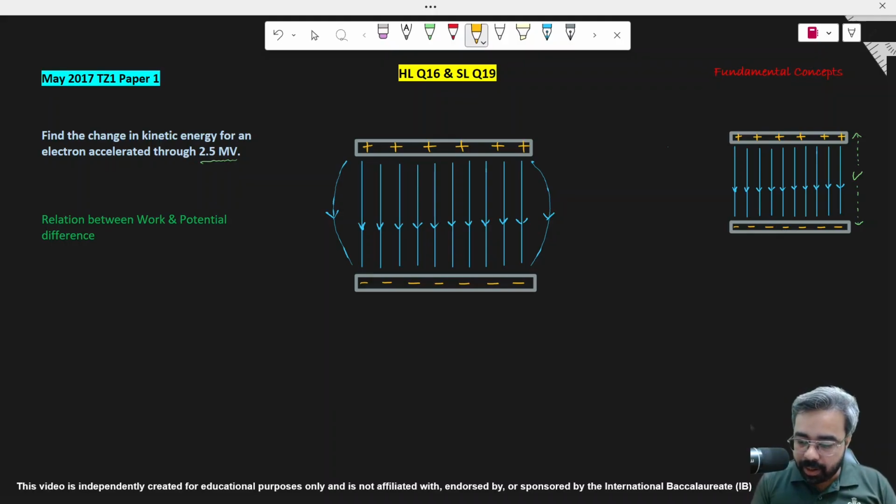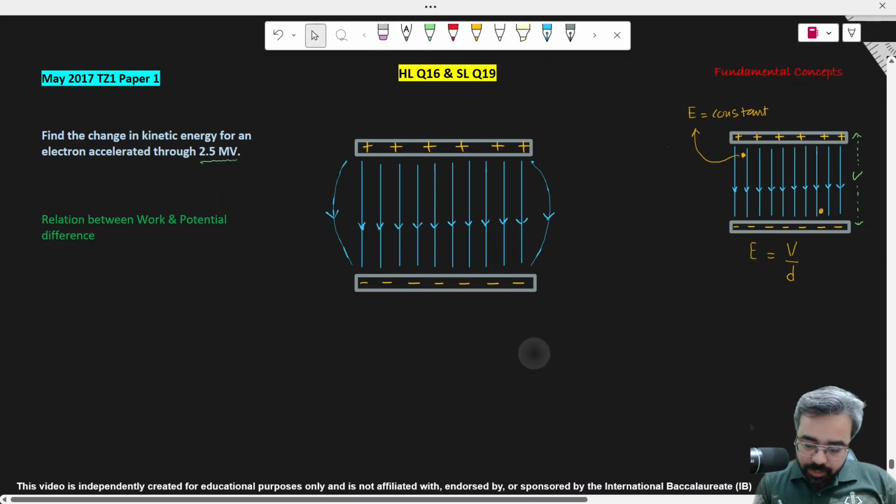What does that mean? It means that if you take any point in this vicinity, in this space, at that point the electric field will remain constant and uniform throughout. At that point also the electric field will be the same. And if you want to find its electric field strength, you can simply divide the potential difference by the distance between the plates.